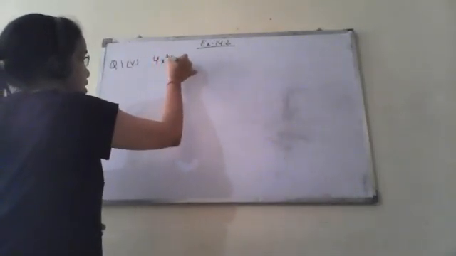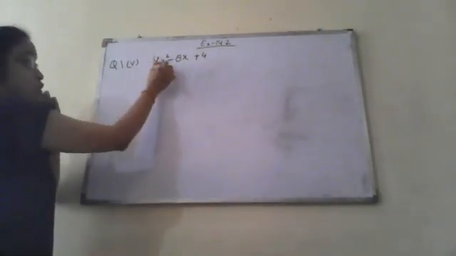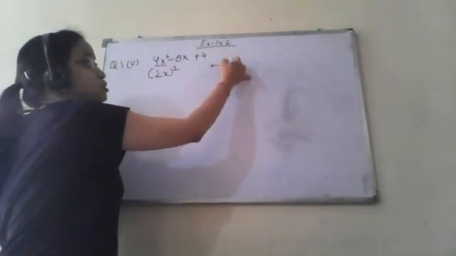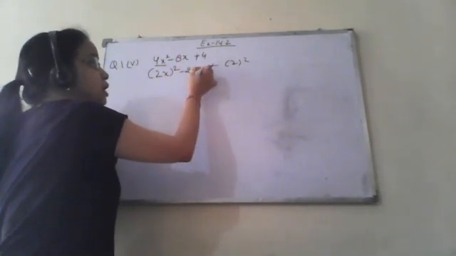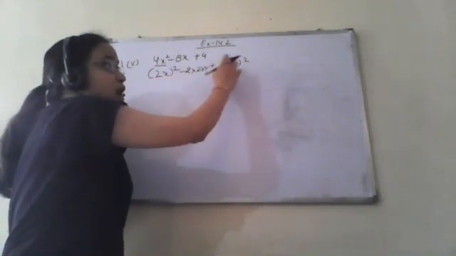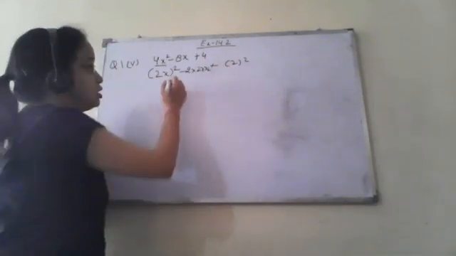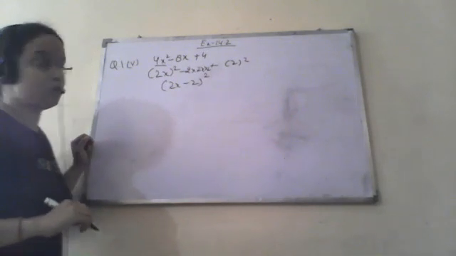So it is 4x square minus 8x plus 4. Clear? So this 4x square is 2x whole square, this 4 is 2 whole square, and this 8x can be written as 2 into a, that is 2x, into b, that is 2. So we have a square, we have 2ab, and we have b square. So what is the formula? a minus b whole square. So it is 2x minus 2 whole square. Okay.